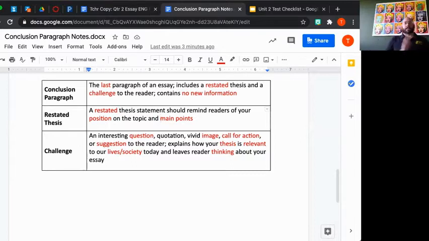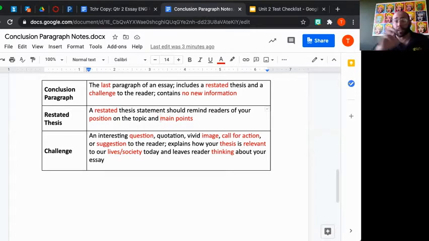So restated thesis, it's exactly what it sounds like. You take your thesis statement from your introductory paragraph and you rewrite it to remind your readers of your position on the topic as well as your main points. It's just restating the thesis. In theory, if you're super lazy, you copy and paste the exact same sentence and you put it right there as the first sentence of your conclusion.